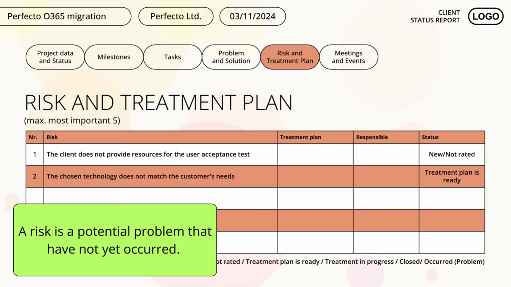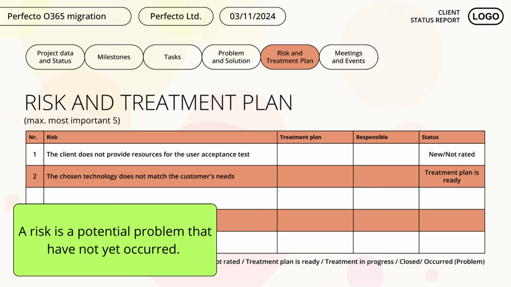A risk is a potential problem that has not yet occurred. Risk management aims to prevent these problems from occurring, reduce the probability of their occurrence, or minimize their impact if they do occur. The client needs to be aware of the risks and their potential consequences. This includes the impact on the project schedule, quality, and other aspects.